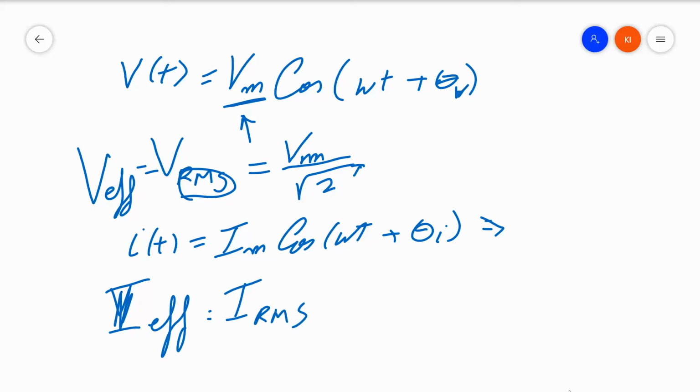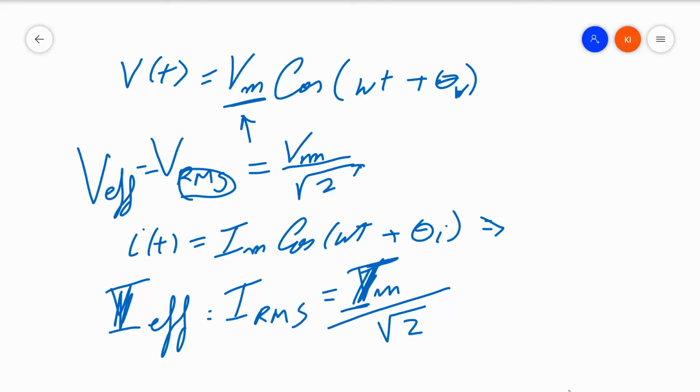And since this thing is sinusoidal, I don't have to go through squaring it, taking an integral over a period, and dividing by the period. All I have to do is take the I maximum, because we're talking about the current, divided by square root of 2, and that becomes the effective value. So why do they do that?